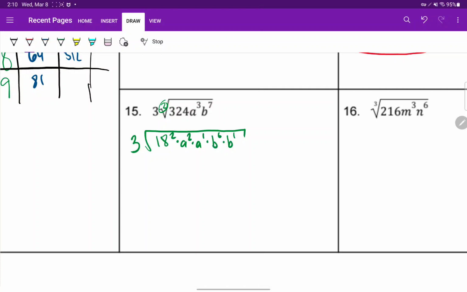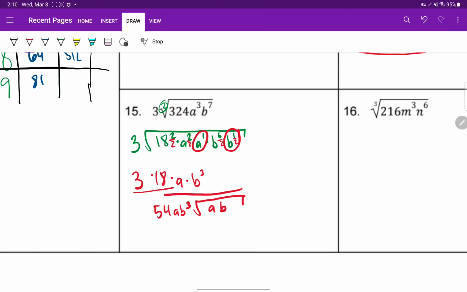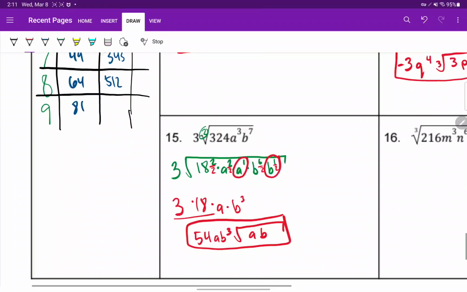Now we're going to divide by our index of 2, so start with the 3. 2 divided by 2 is 1, so we have 18. 2 divided by 2 is 1, so we have an a on the outside. This one is going to go back inside because 1 divided by 2 is 1/2. 6 divided by 2 is 3. And this one, again, you divide it by 2, you get a fraction, so we're going to circle that. It's going back in. So before I rewrite my final answer, 3 times 18 is 54. Then we have a b to the 3rd. Then we have the square root of ab. And there's my answer.